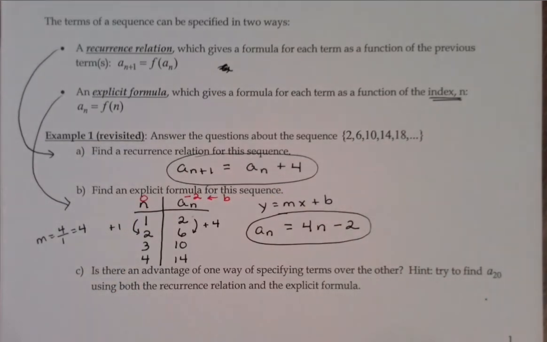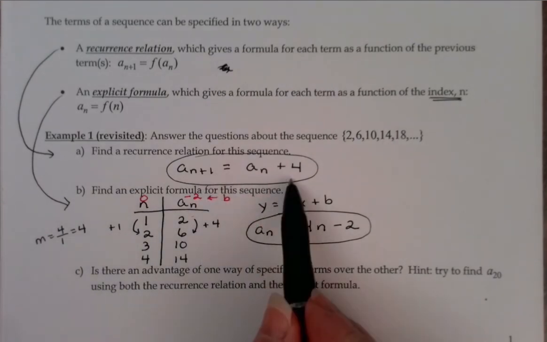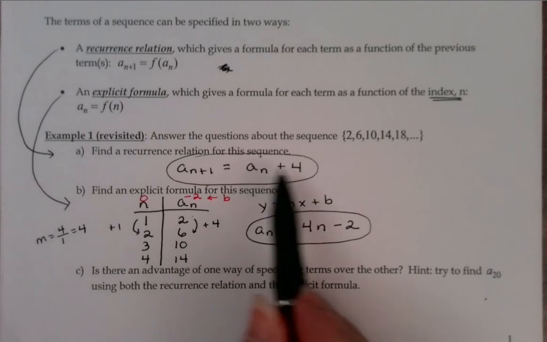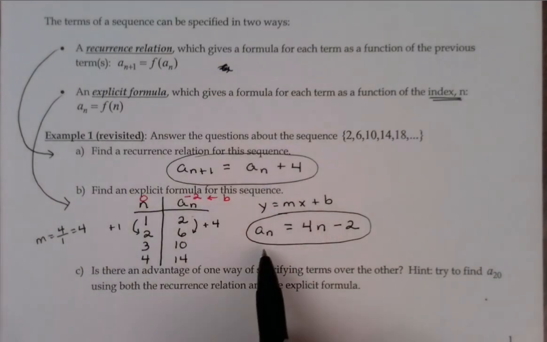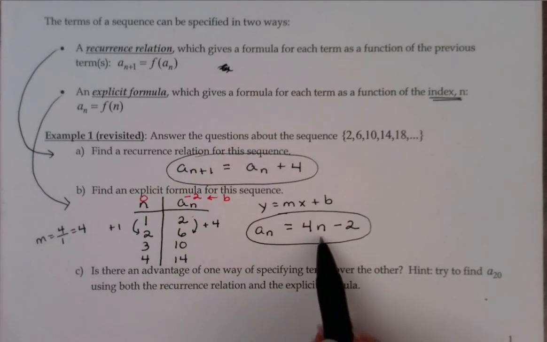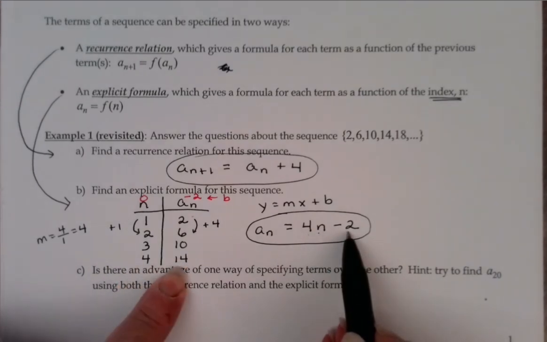So two different ways to describe this sequence. We had the recurrence relation, each term, add 4, get to the next term. And then we have the explicit formula. If I wanted a specific term, if I wanted the 4th term, I would just plug n equal 4 in. 4 times 4 is 16. 16 minus 2 is 14. And that would just give me that 4th term right there.